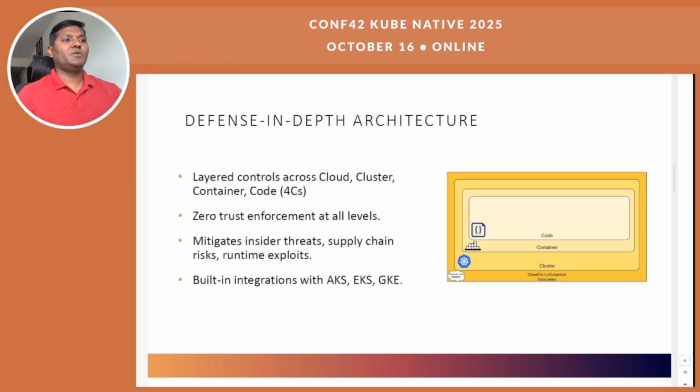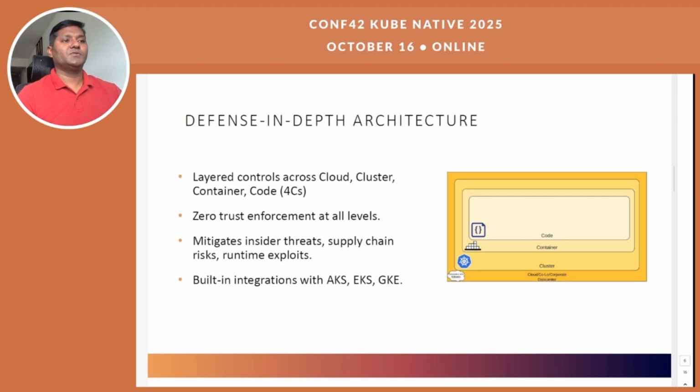Now let's talk about the defense in depth security architecture, which forms the core of my proposed model. The idea here is simple but powerful. Rather than relying on a single layer of protection, we apply multiple layers of controls across all four domains of cloud native security: the cloud, cluster, container, and core. Each of these layers reinforces the others, creating a cumulative defense that significantly reduces the chance of successful attack.